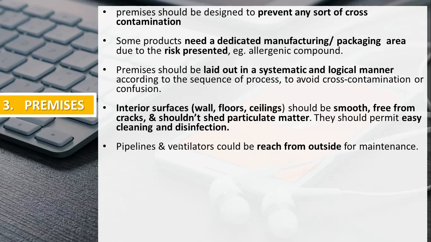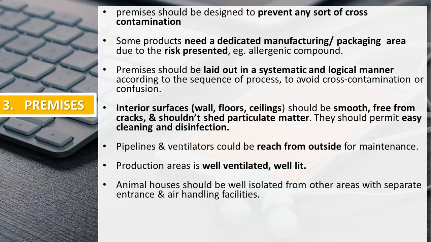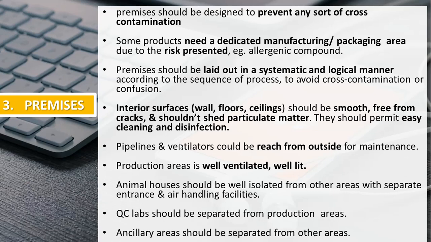Pipelines and ventilators should be able to be reached from outside of the premise for maintenance without going inside the production areas. The production, storage and QC areas should be well ventilated and well lit. Animal houses should be isolated from the other areas with their own separate entrance and air facilities. QC labs should be separated from the production areas. And ancillary areas such as toilets and showers should also be separated from the production and storage areas.